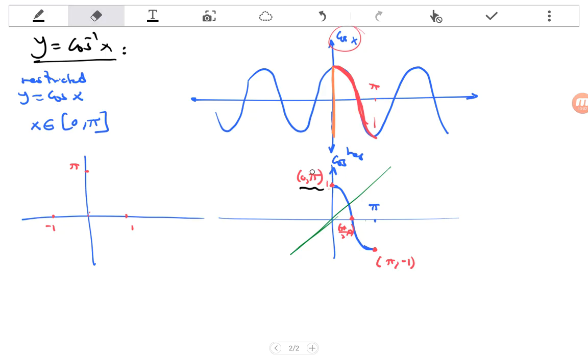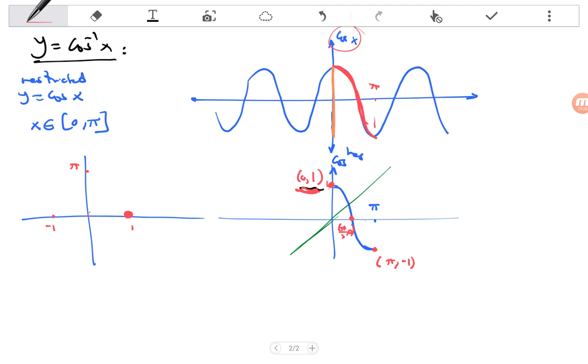No, this point is (0, 1). I'll have a point which will be (1, 0). So this point will be reflected on this one. The interchange of the coordinates will give just this point.